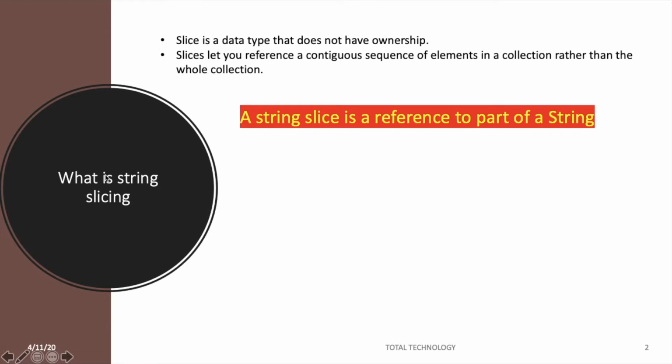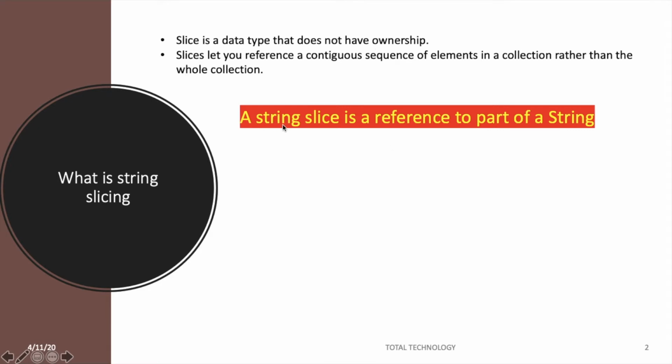So what is string slicing? A slice is a data type that doesn't have ownership. This is the number one thing you have to remember. A slice lets you reference a contiguous sequence of elements in a collection rather than the whole collection. For example, if you create one variable and assign some value, and after that you assign that variable to another variable, you are assigning the whole variable, so the ownership changed. But in the case of slicing, you are not assigning the whole variable; you are taking just some portion of the variable as a slice, as a reference, and doing your work. Because you are giving a reference, it doesn't have any ownership rule.